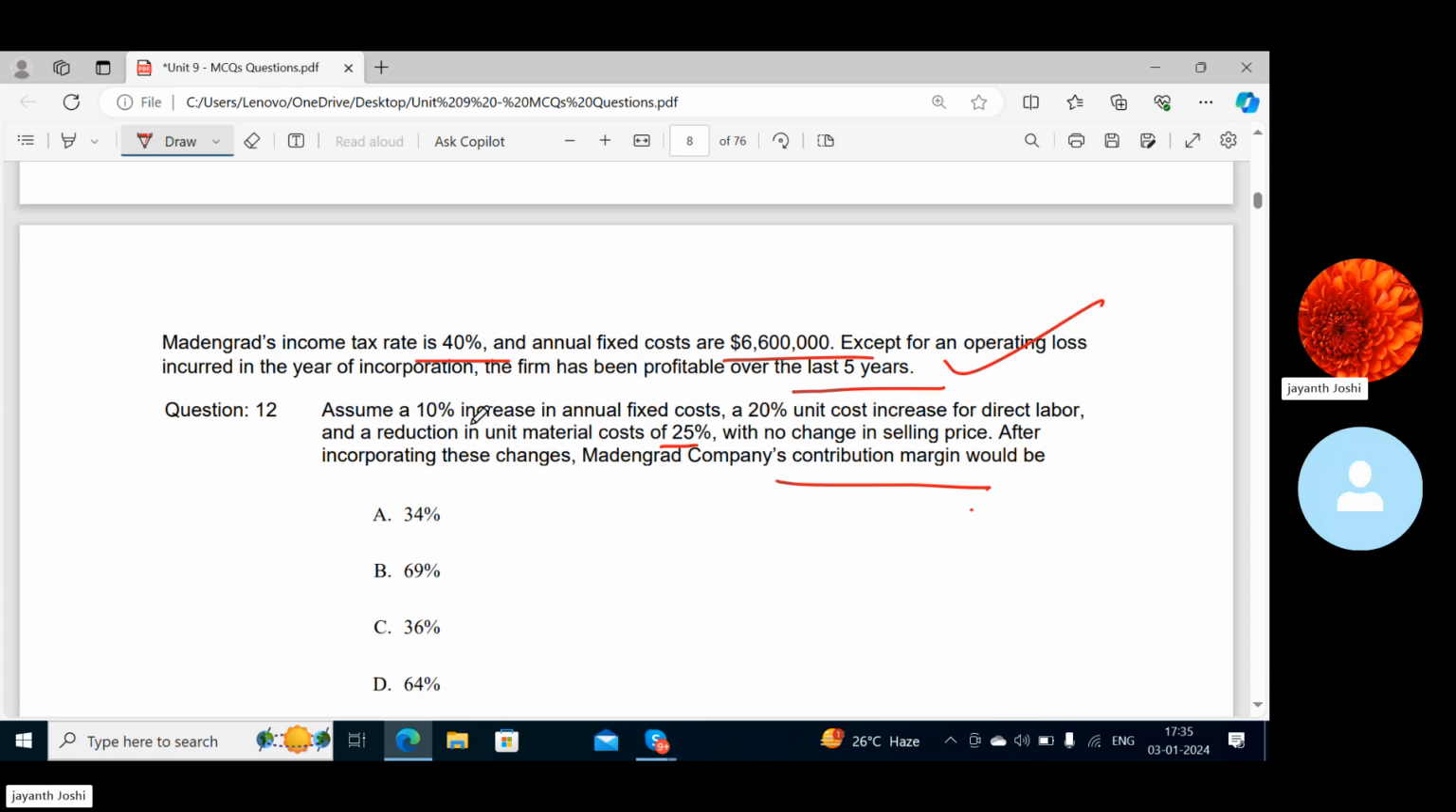Assume a 10% increase in annual fixed cost. So you have to increase your annual fixed cost by 10%, right? Yes. And so your annual fixed cost is this, and 20% increase for direct labor. So let us increase the direct labor by 20%.